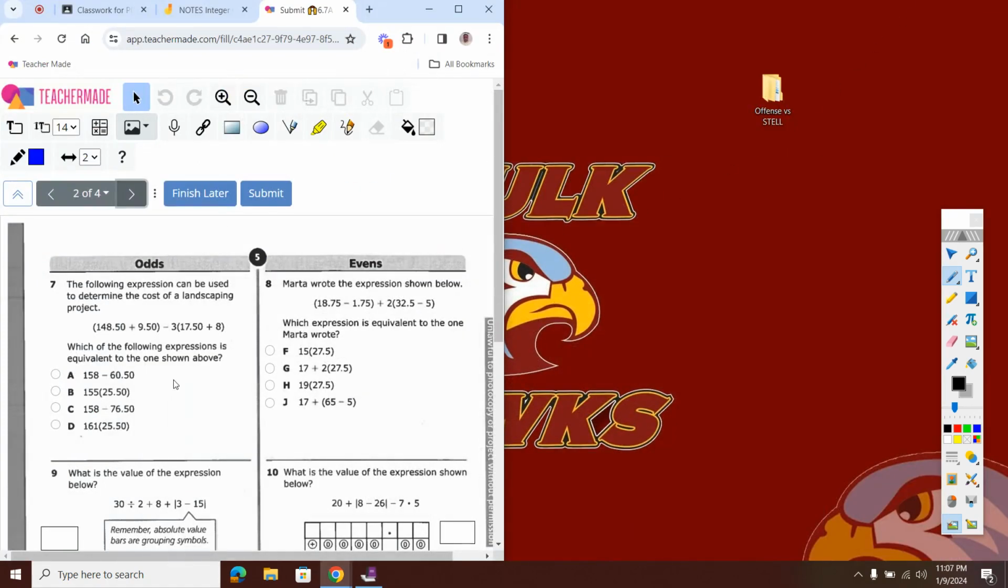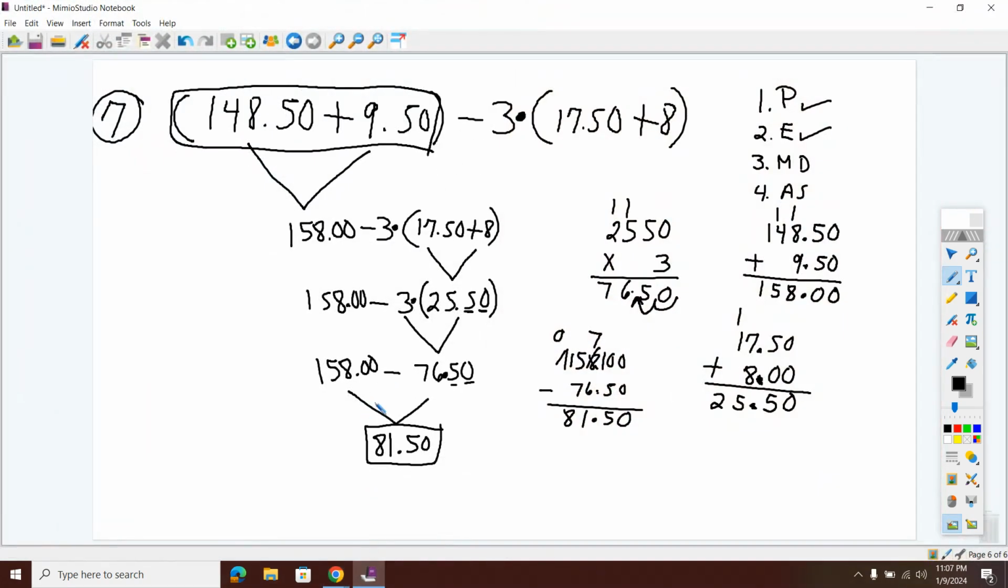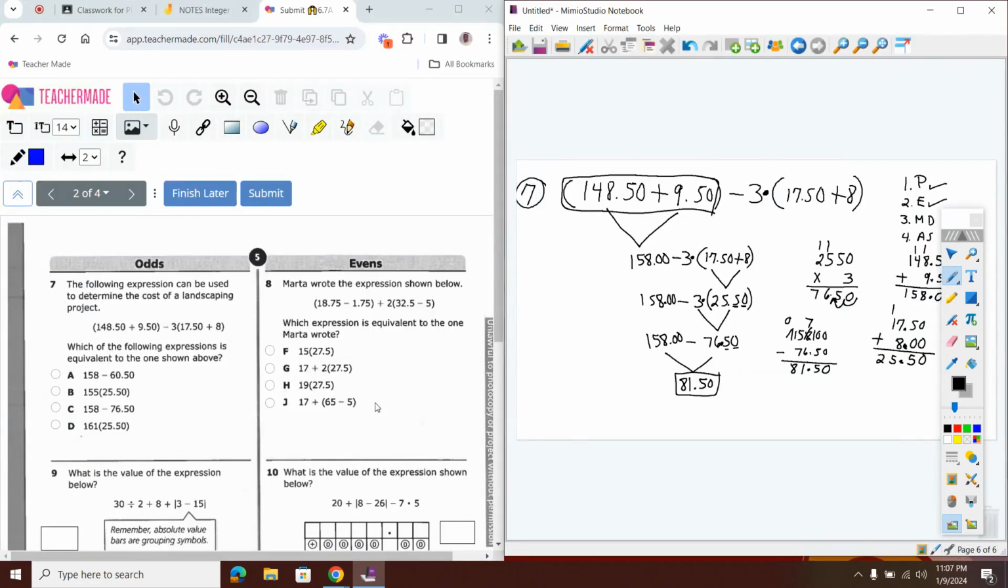I go to my choices. And I don't see no 81.50. So they want me to find an equivalent. So which one will match mine? Again, let's go check it out. 158 minus 6050. Do I ever have 158 minus 6050? No, I have 158 minus 7650. So I know that answer is not that answer.